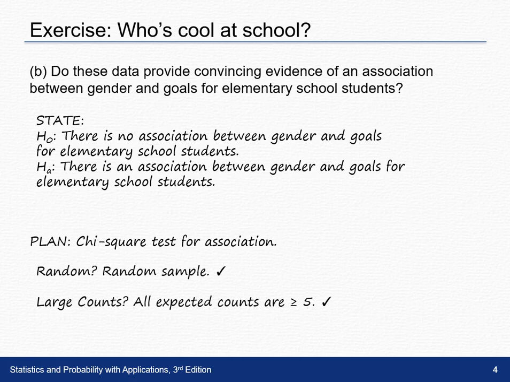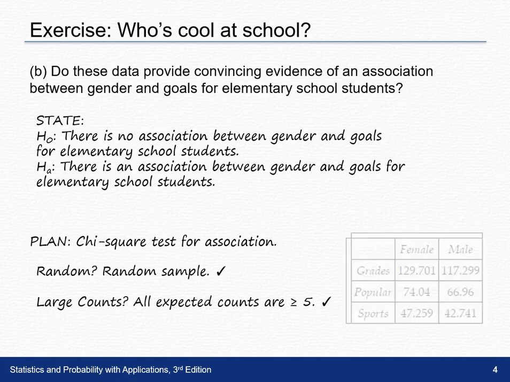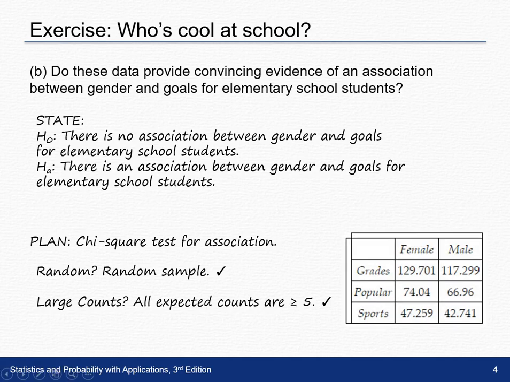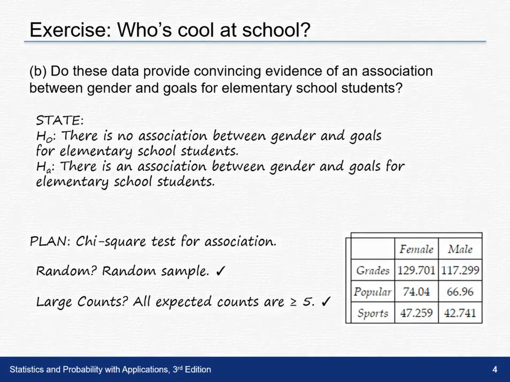First, we are told that we have a random sample, and the large counts condition: all expected counts are greater than or equal to 5. Again, you can use the applet for that now that you have all of the two-way table filled in. When you choose inference, these values will come up for you, or else you can do row total times column total divided by the table total. So state, plan, our next is to do.